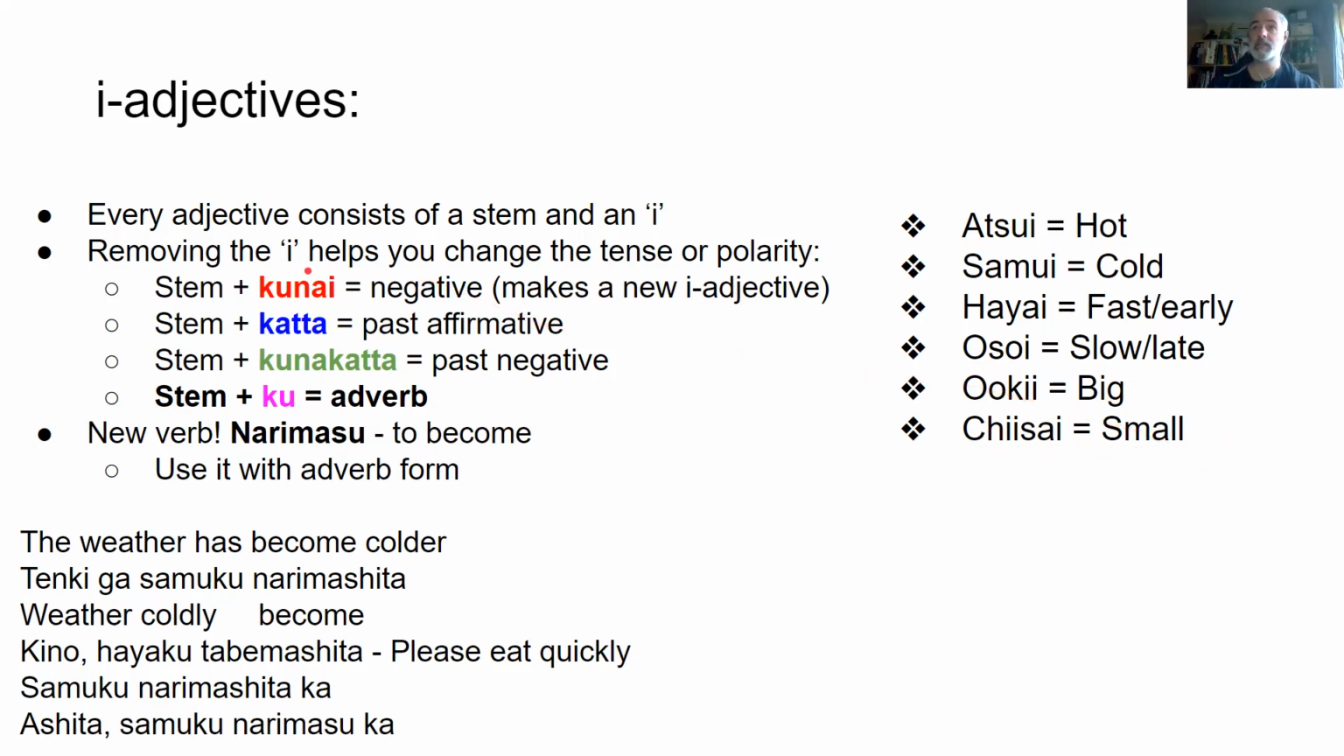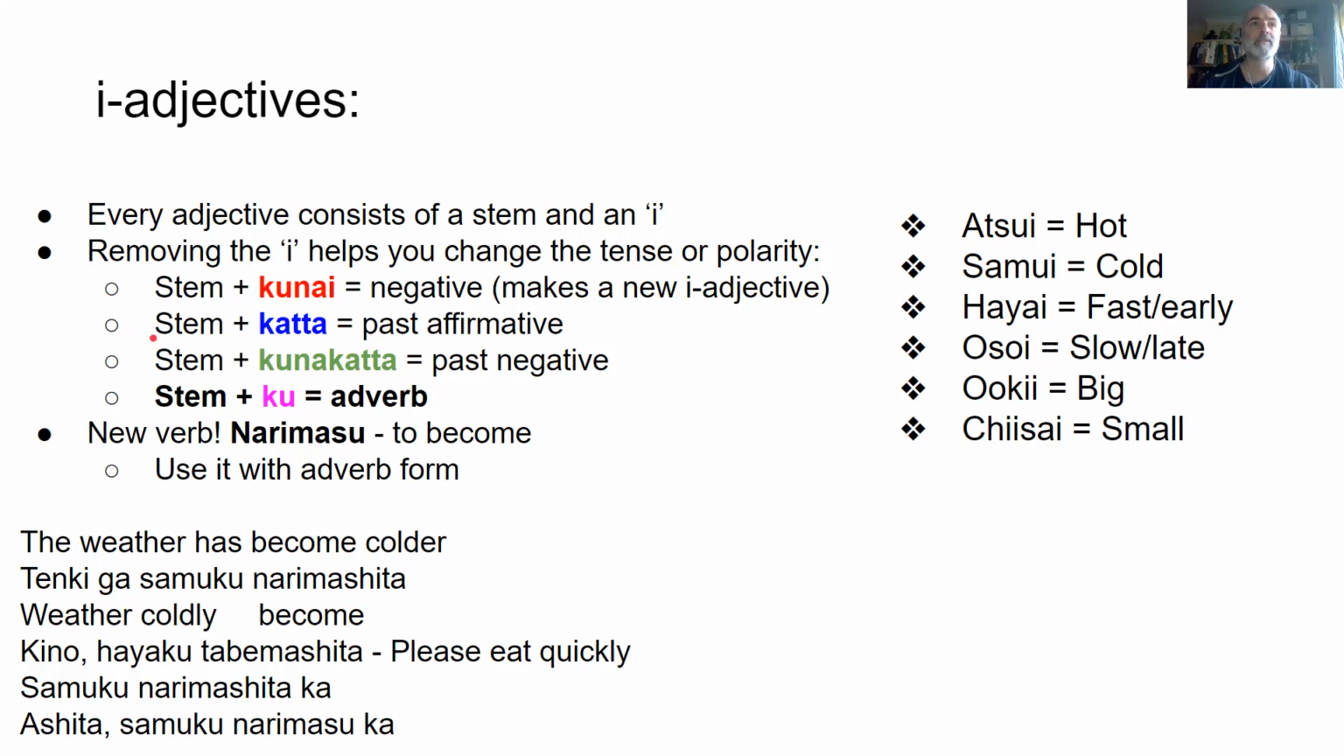If we want to change the tense or the polarity, then this means whether it's affirmative or negative. If it's affirmative, it's as you see it here. If it's in the present affirmative tense, it's this one. To make it negative, though, we remove the i, treat this as a suffix, and add kunai. And you'll see that atsukunai, for example, makes a new i-adjective. Just keep this in mind because this will be useful in about 30 seconds.